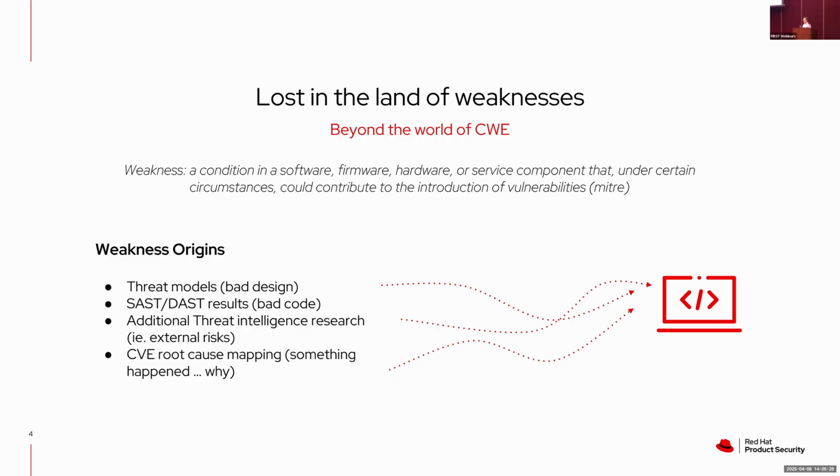So, looking at some of the origins for weaknesses. Weaknesses are not an unknown thing. You look at the definition there: this is the underlying cause for the vulnerabilities. It exists in firmware and hardware, and contributes to those vulnerabilities. If you look at threat models, we discover weaknesses as part of our threat models. There's of course the SAST results, like just bad code in general.